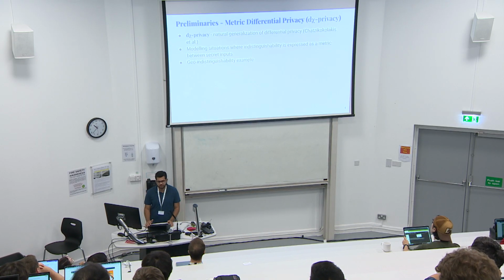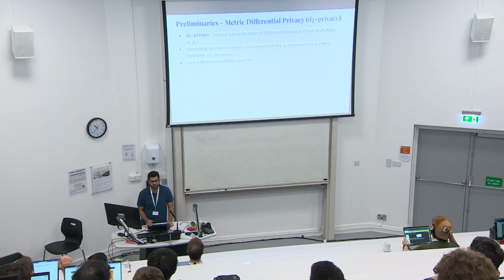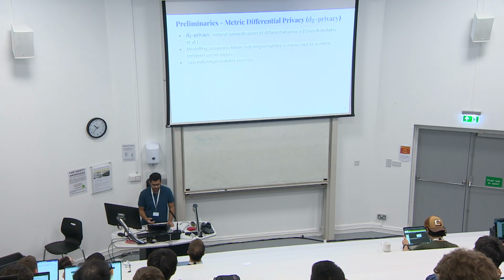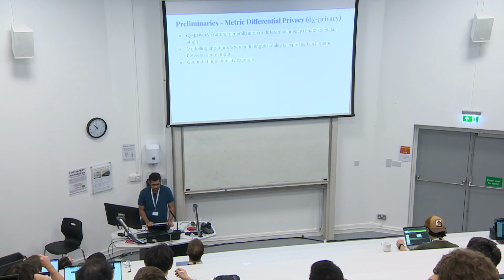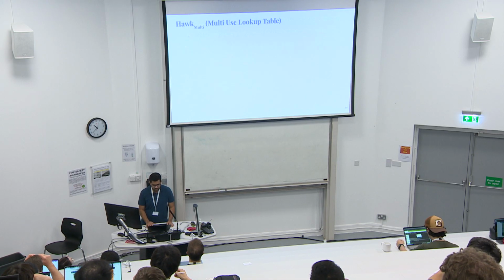Suppose we have a user who wants to know the locations of restaurants near him. Instead of sending his actual location to the server, he can share a noised location. He can get some noise using metric differential privacy, add that to his location, and share this obscured location with the server, and the server is able to provide the user with some restaurant recommendations without knowing the precise location of the user. So this is the concept we'll be using in our multi-use lookup table to hide access patterns.